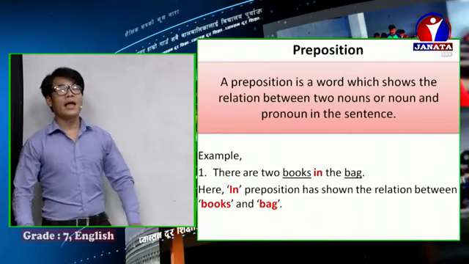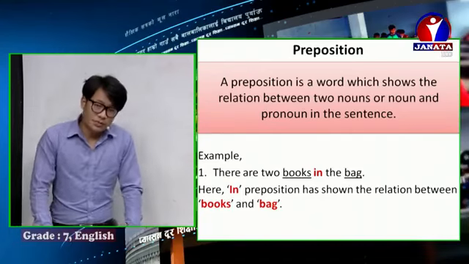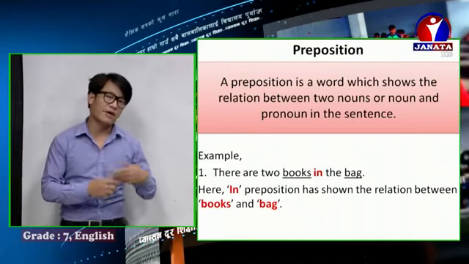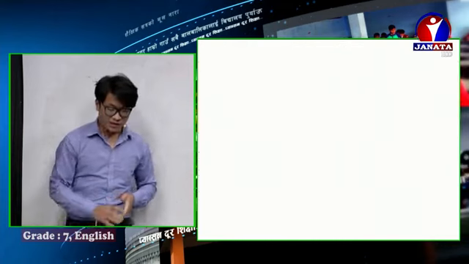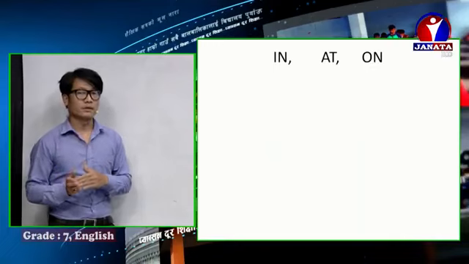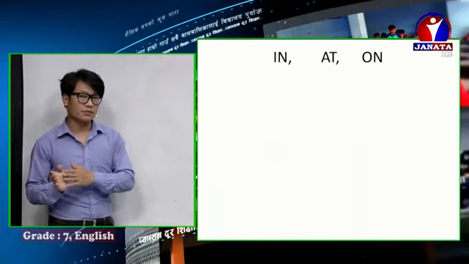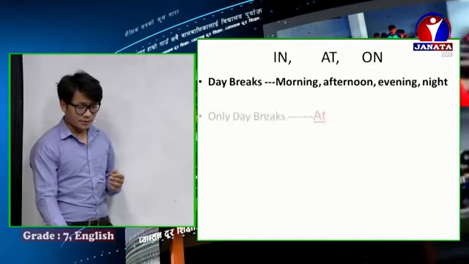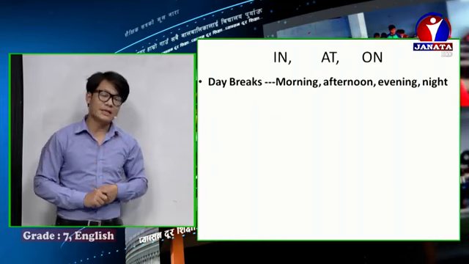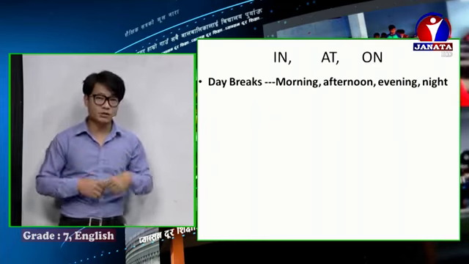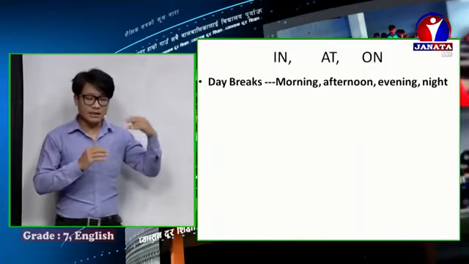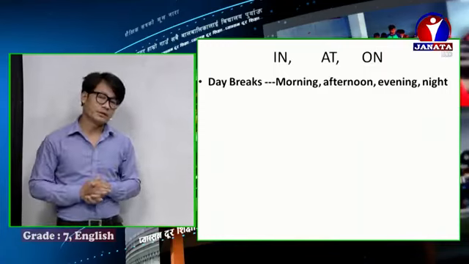Now, we will have more prepositions and how to use them. I will give you examples also. So first we have, you can see this side, in, at, on. In, at, on. So, day breaks. Obviously we have four day breaks. They are morning, afternoon, evening, and night. So how to use these three prepositions with the day breaks?